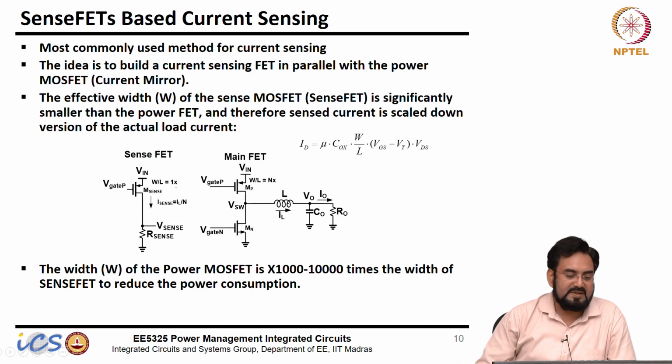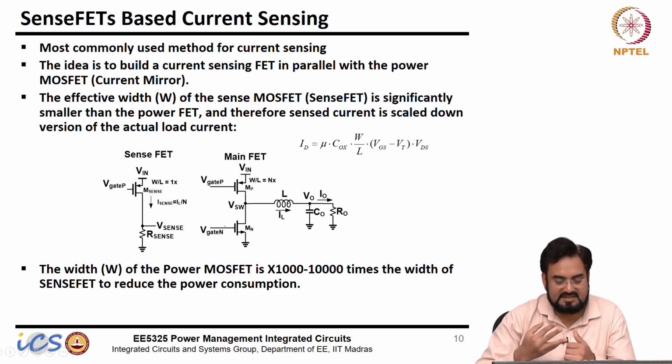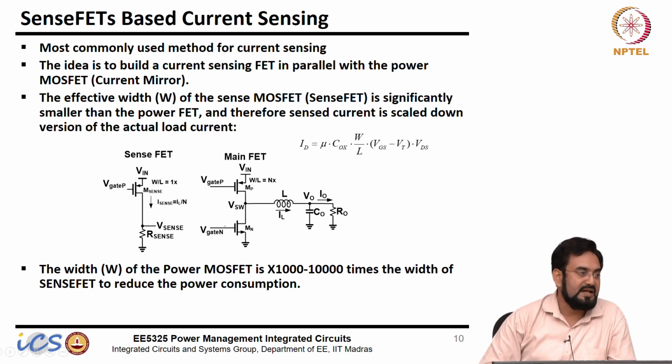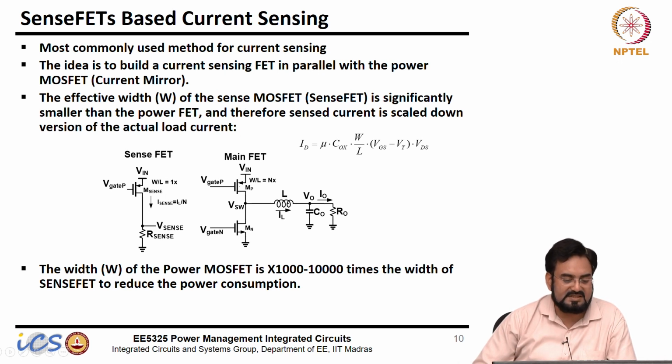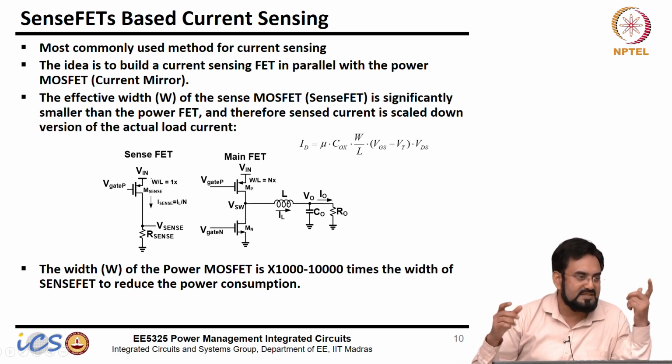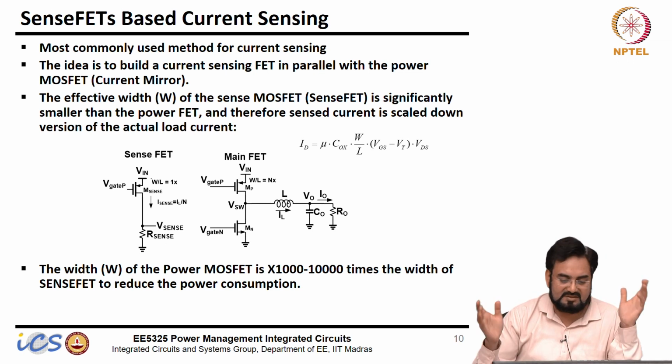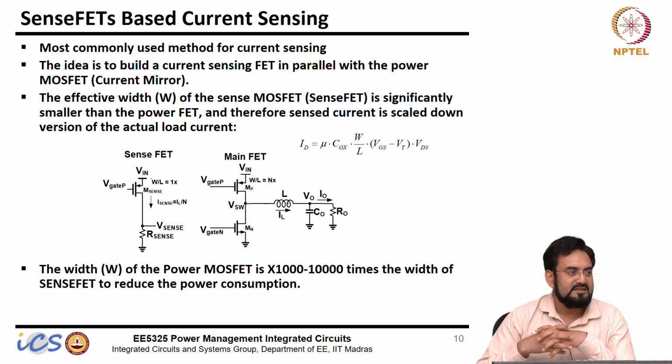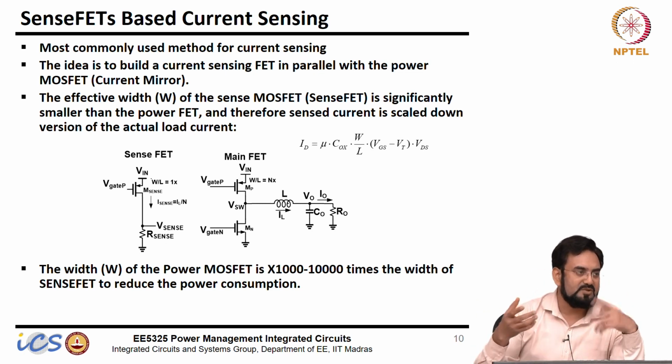So this is SenseFET based current sensing, and this is most commonly used if you require very good efficiency and very high accuracy. So what you do actually, it's a current mirror here, SenseFET, but since this is operating in the linear, so in the current mirror actually if you have a VDS mismatch and channel length modulation is not very high, then the current is almost the same.